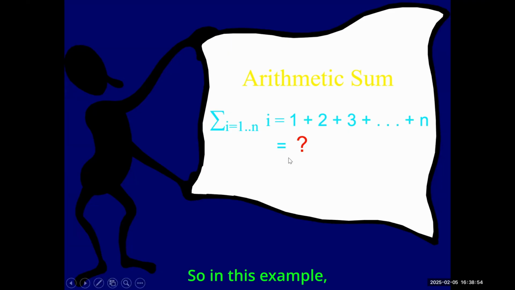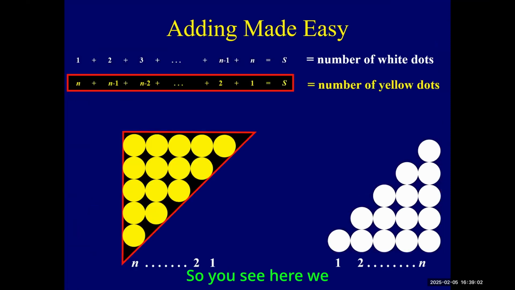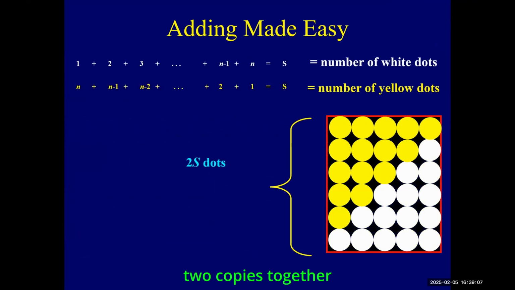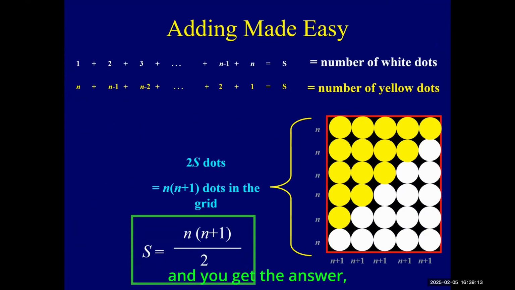In this example, 1 plus 2 up to n, you might have even done this in high school. You see here we have 2 copies of it, you put the 2 copies together, and you see how many we have, and you divide by 2, and you get the answer. The story goes that Gauss was acting out in class because he's bored. His teacher says, add up the numbers between 1 and 100, and he does it in 10 minutes. Was his teacher happy? Probably not.